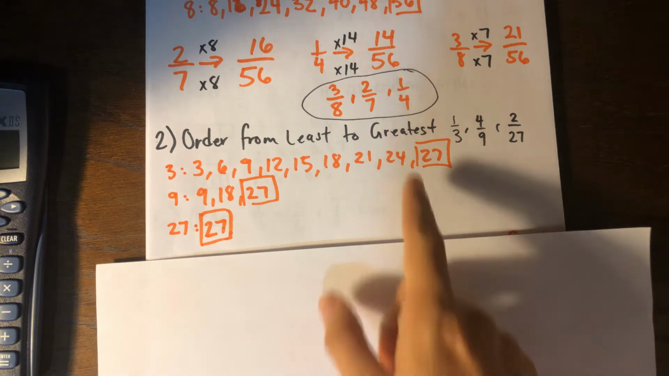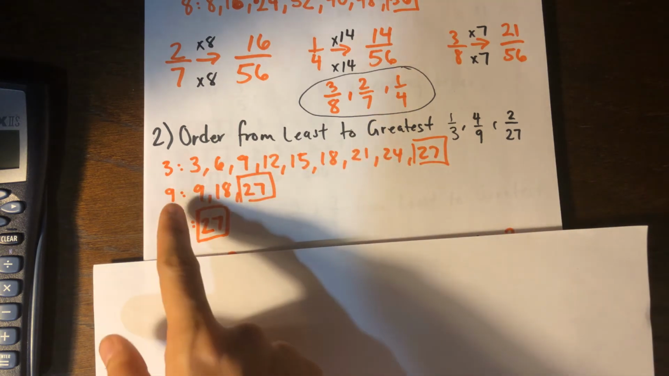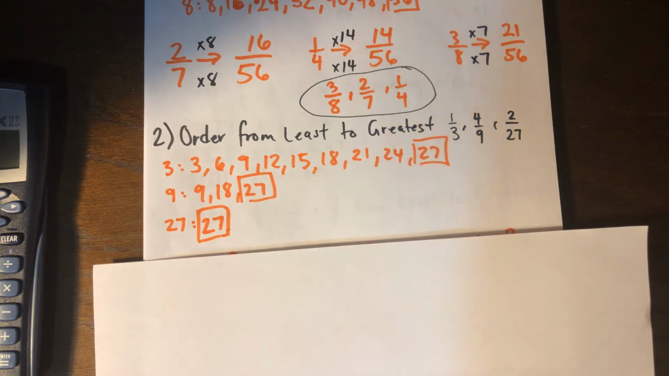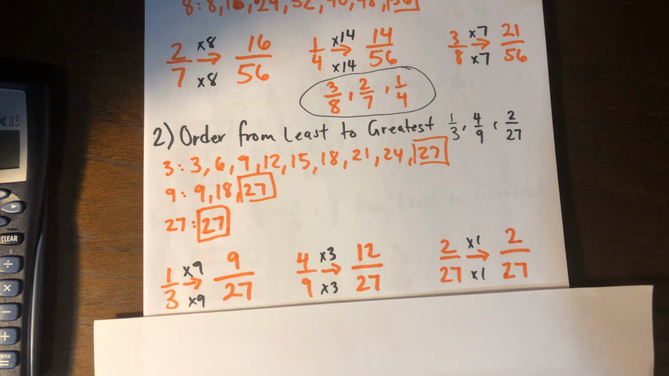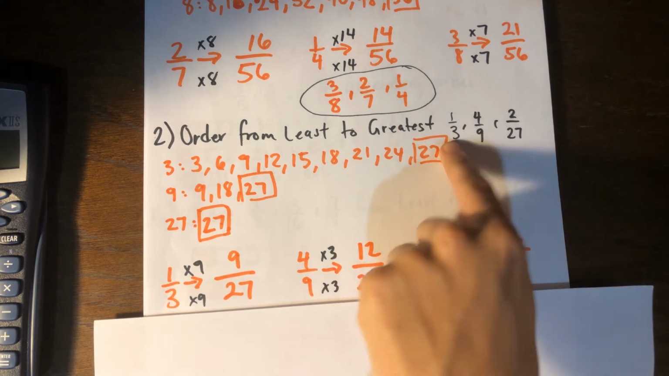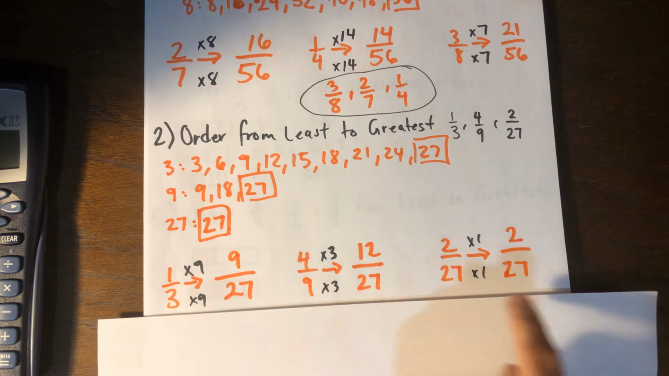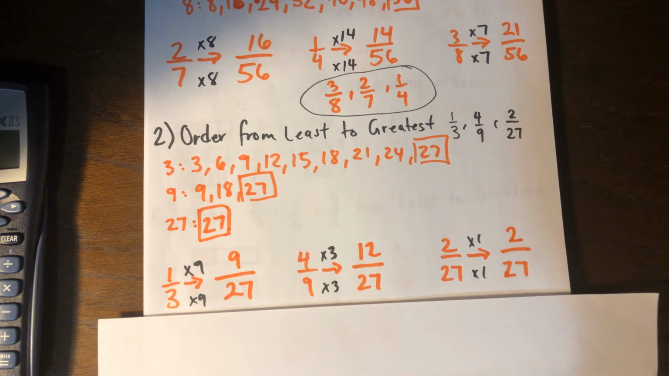Even though all these numbers are lower, 9 and 27 don't have them. So until we hit 27, that's what we have to do. So 27 is our least common denominator. So we're going to put that right there. So we start with 1/3, 4/9, and 2 27ths. I'm making all of the denominators 27. When we have 1/3, our denominator is 3. So 3 times 9 is 27. So what I do to the bottom, I have to do to the top.